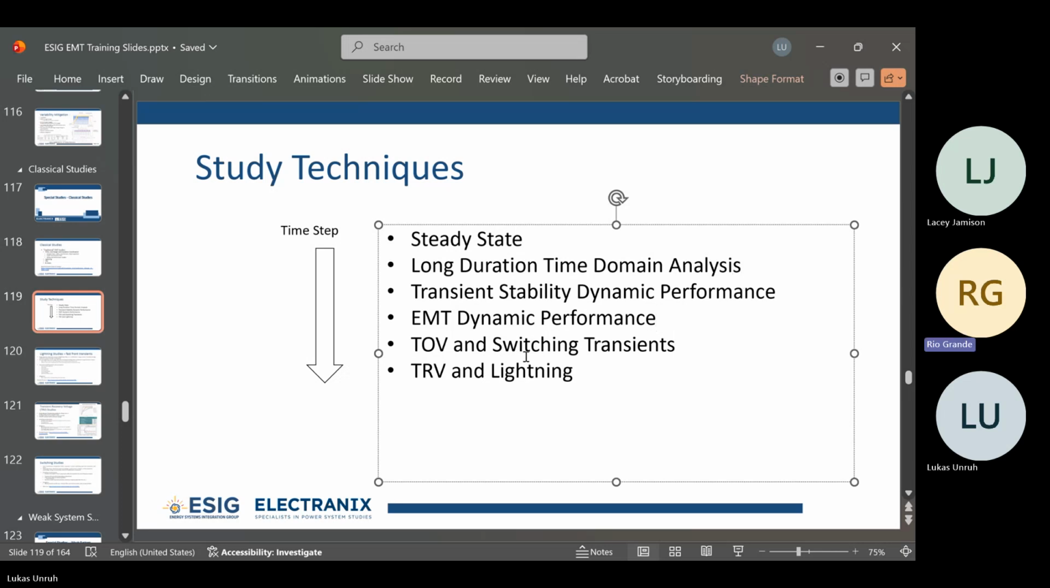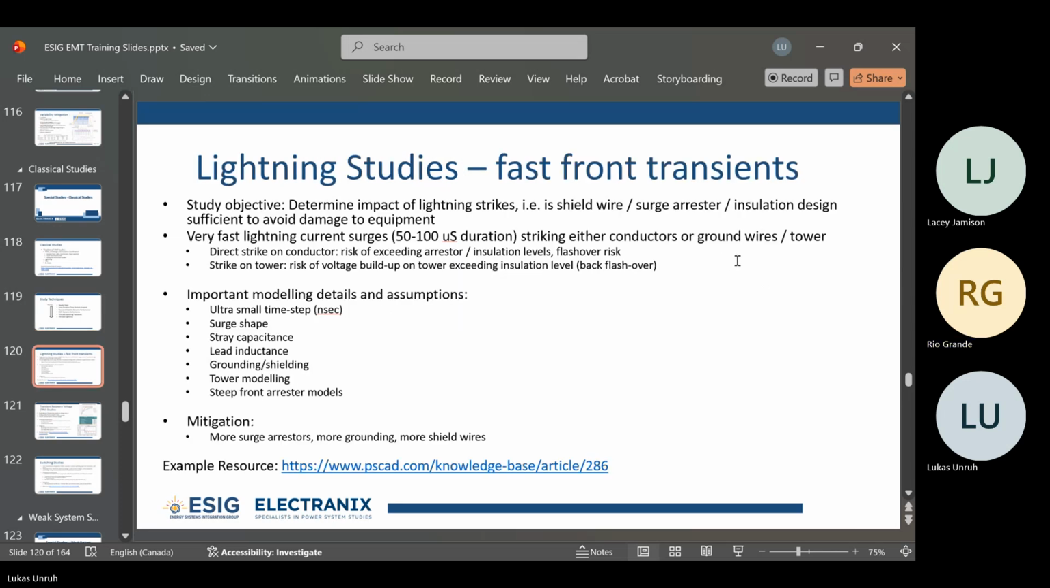TOV and switching studies are now in that lower end, maybe 5 to 10 microseconds, or maybe a little bit lower, in the single microsecond range. And then way at the bottom, it's TRV and lightning studies, which use single microseconds or even smaller for lightning. So our time steps get a lot smaller, and the way the models look changes a lot when we go to some of these very small time step scenarios.